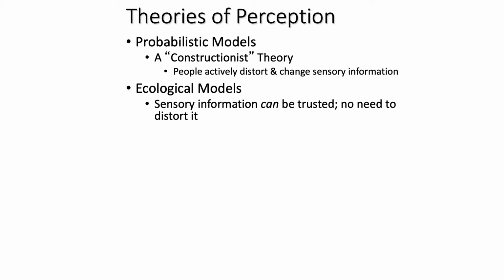And so, according to ecological models, that sensory information I'm getting from the world can be trusted. If I don't see a car coming, that means there is not a car coming. Now, there's information and data out there to support both ways of looking at this. There is information supportive of the probabilistic point of view that we do change sensory information and construct things. There's also evidence in favor of ecological models. I'm not going to try to resolve that dispute right now, but I do want you to be aware that there are different opinions about how we handle sensory information.